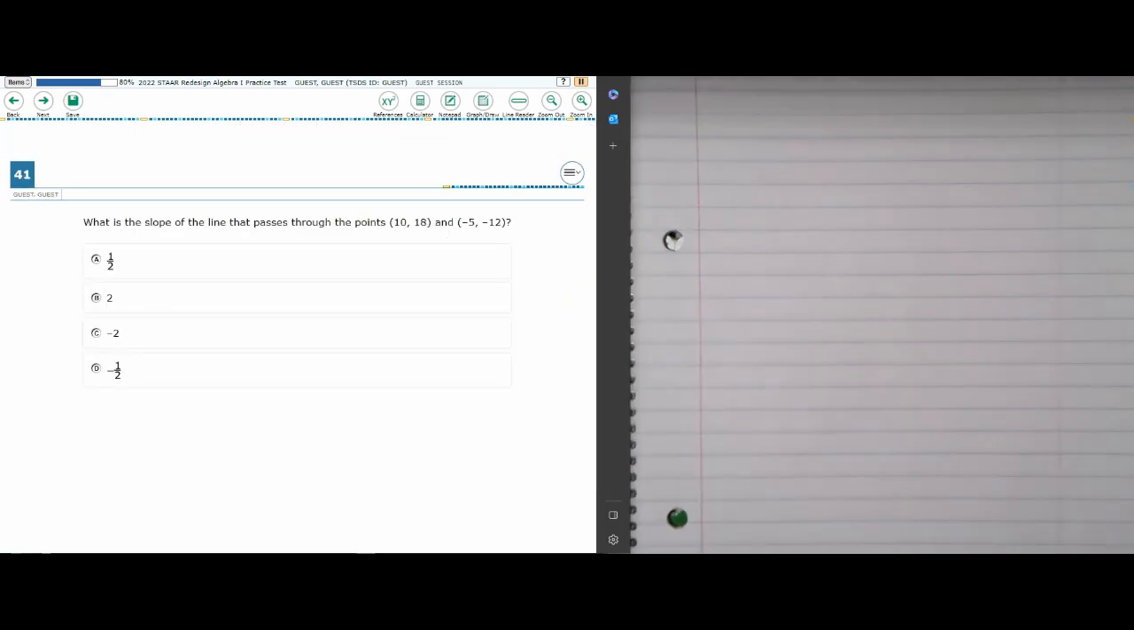In problem 41, notice it says, what is the slope of a line that passes through points (10, 18) and (-5, -12)? Okay, well my first ordered pair is 10 and 18. And my second ordered pair is -5 and -12.